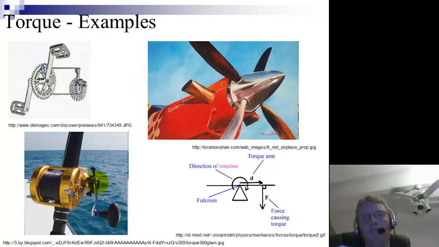So if you catch a really big fish, you might want to make this longer so that you have a larger radius and therefore more torque to crank it up and get that guy to come in. A propeller rotating around on an airplane. All these are examples of torque.